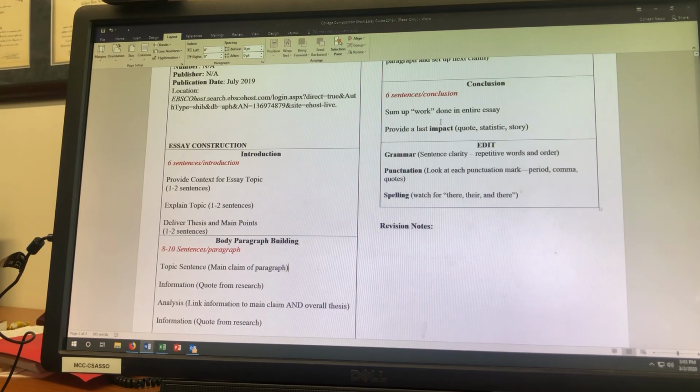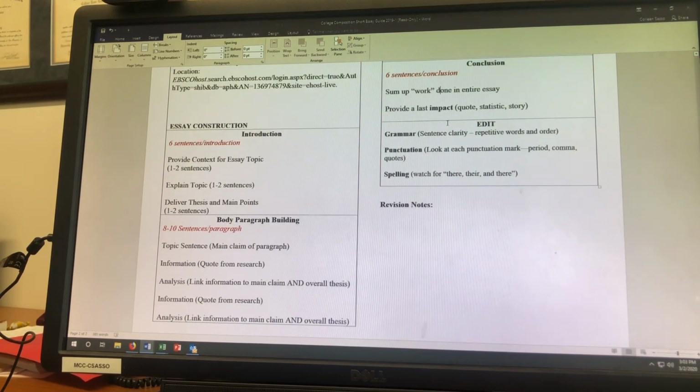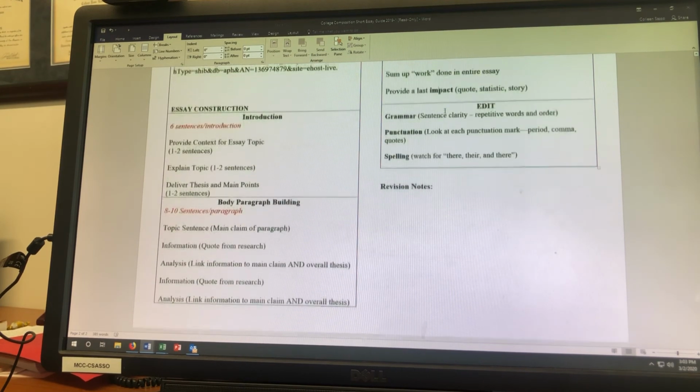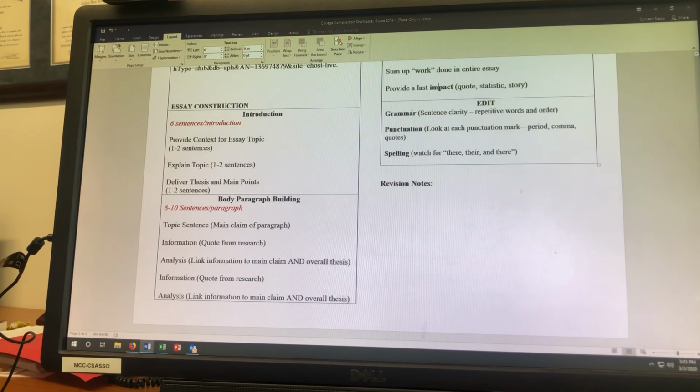And then I think conclusions are really tough. You want to sort of sum up where we've been in your essay and then leave us with sort of a last impact. And then of course, grammar is how clear your sentences are. So when you read them out loud, there's clarity. You don't hear a lot of repetition. The sentences don't feel clunky and awkward. And that can be achieved just by reading your essay out loud.